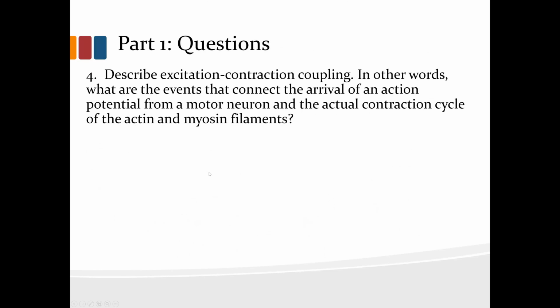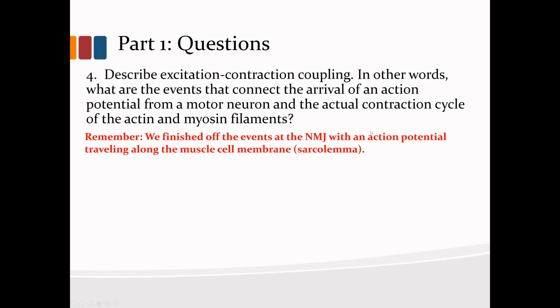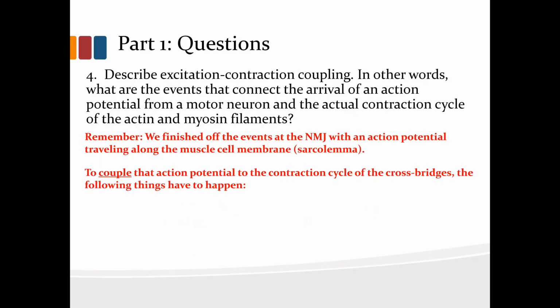So first, let's continue with our steps of muscle contraction by describing excitation-contraction coupling. In other words, what are the events that connect the arrival of an action potential from a motor neuron, that's the excitation part, and the actual contraction cycle of the actin and myosin filaments, that is the contraction part. So remember that we finished off the events at the neuromuscular junction with an action potential that was traveling along the muscle cell membrane or sarcolemma. So in order to couple that action potential, which is the excitation part, to the contraction cycle where we get cross bridge formation between actin and myosin, the following things have to happen.